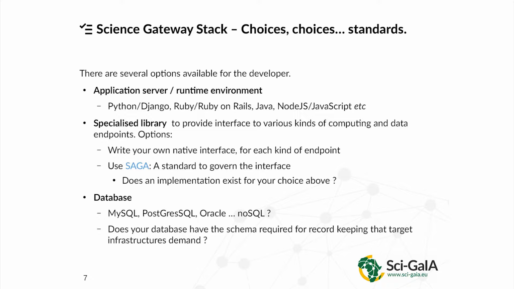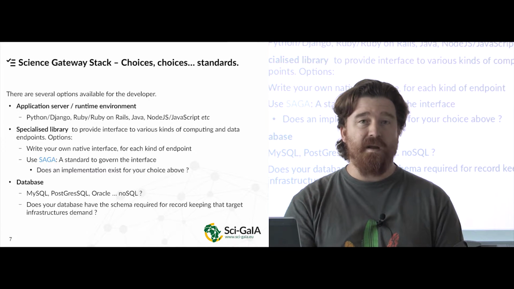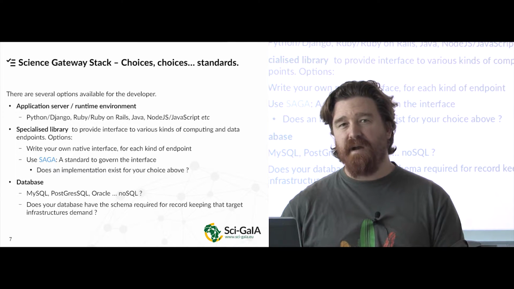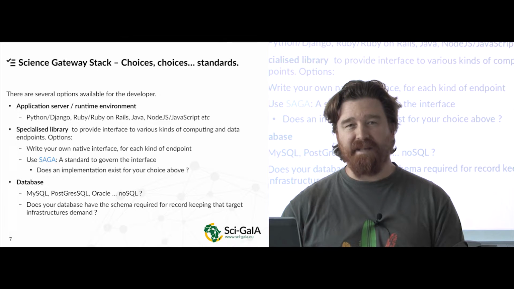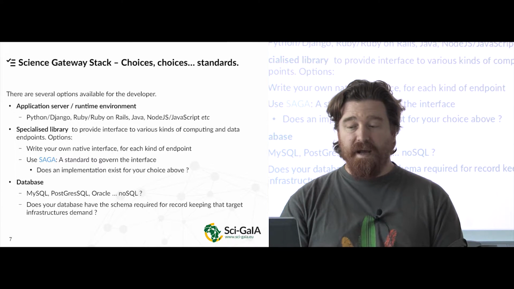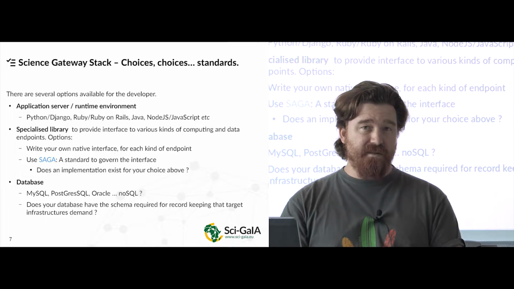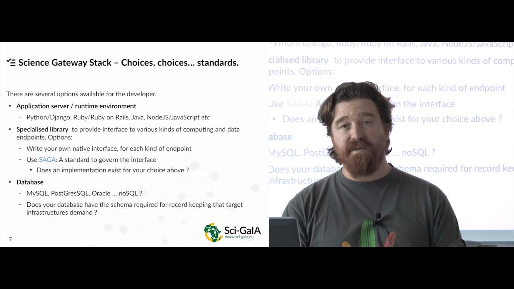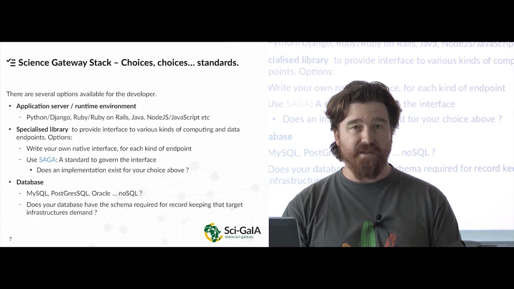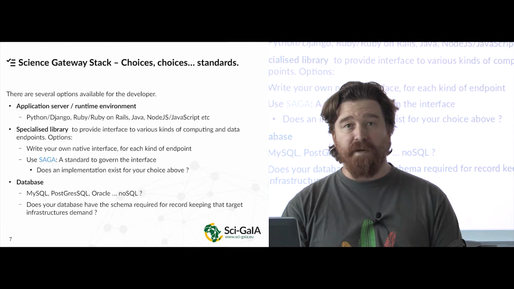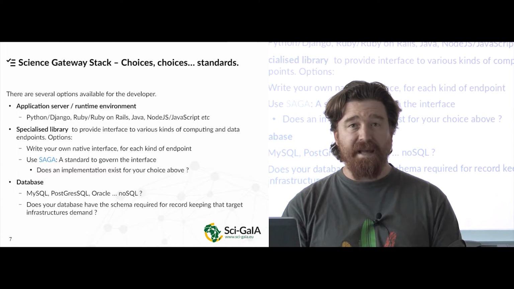And that means that you don't have to re-implement the connectors between your science gateway and whatever different kind of computing backend or data backend you have. In fact, such a thing does exist. It's called Sci-GaIA, and that stands for the Simple API to Grid Applications. This is a standard of the Open Grid Foundation, and it has several implementations.